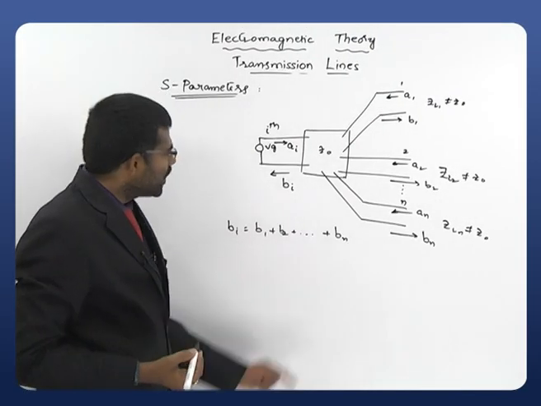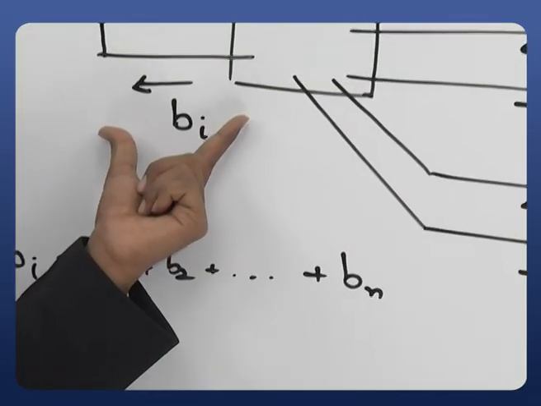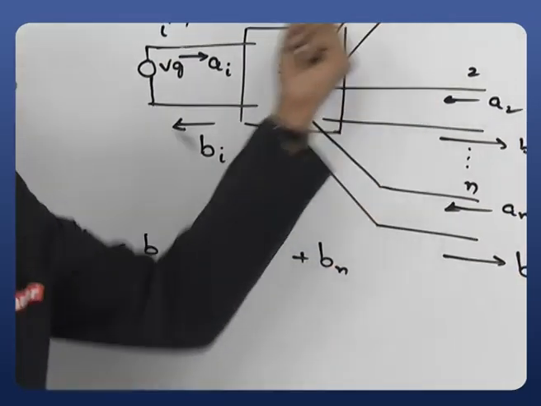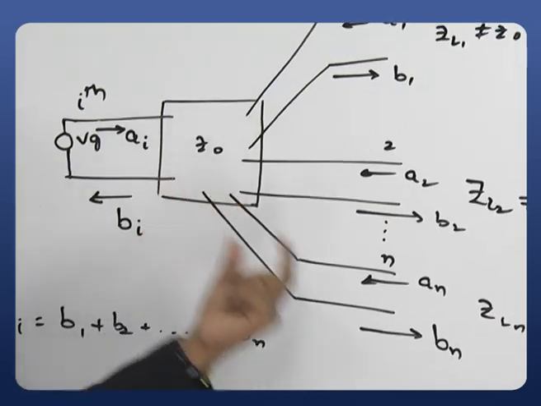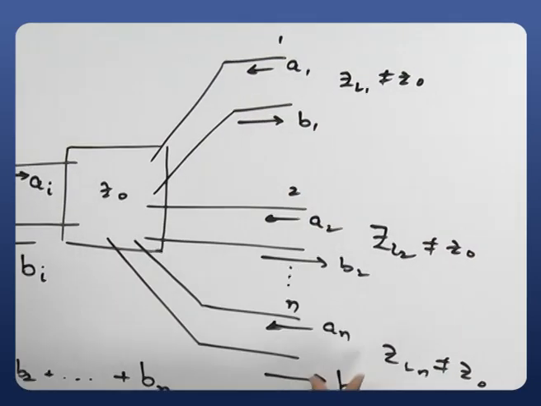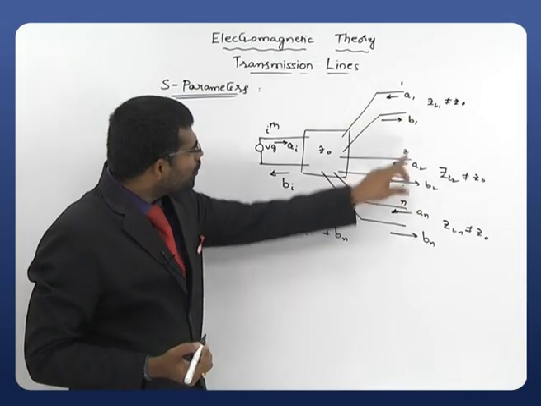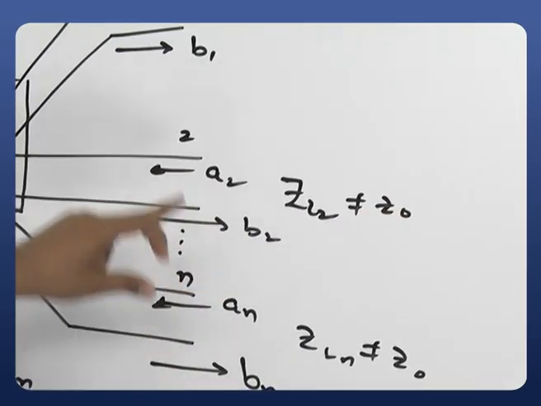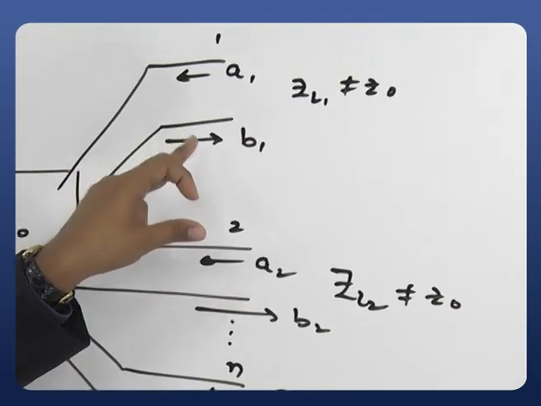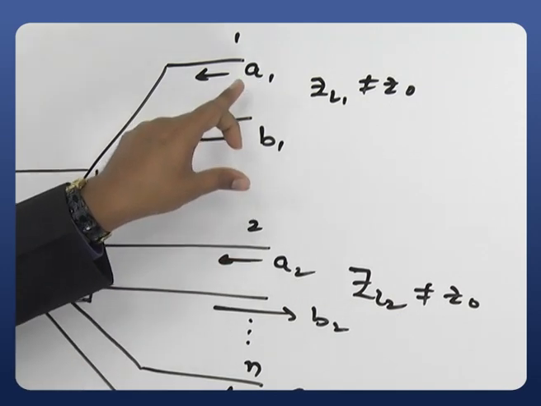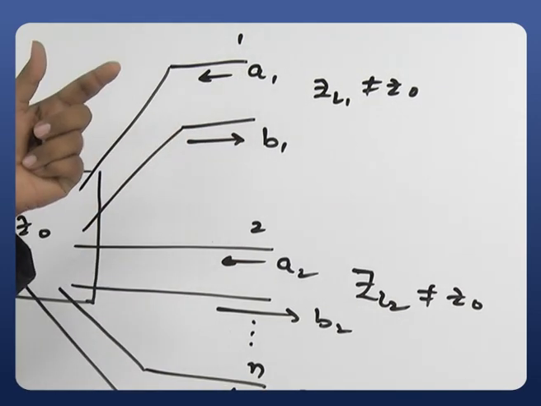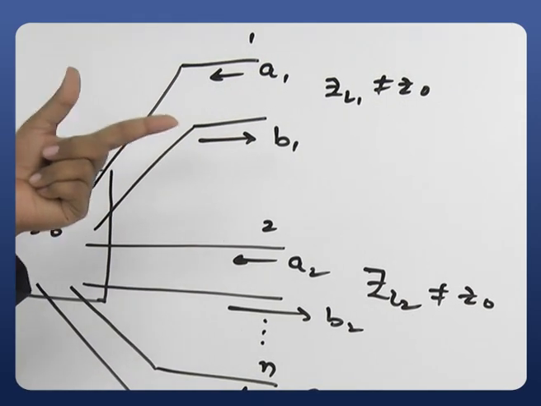That is, the reflection which is observed at the ith port is a summation of all the reflections which are coming towards the junction from B1, B2 up to Bn. Now what is B1? What is B2? Just observe. B1 is the reflection which is coming from that port, which is equal to the input times some coefficient. That is nothing but the reflection coefficient that we have, right?